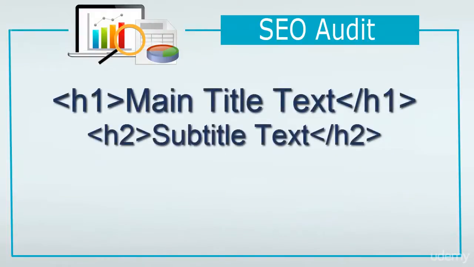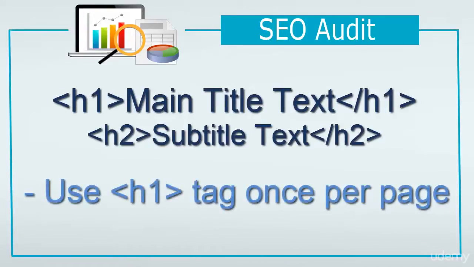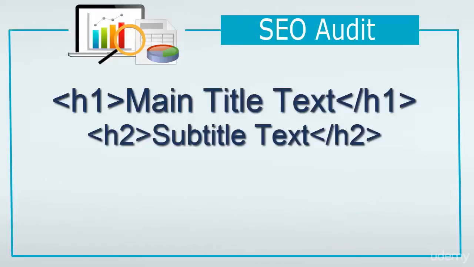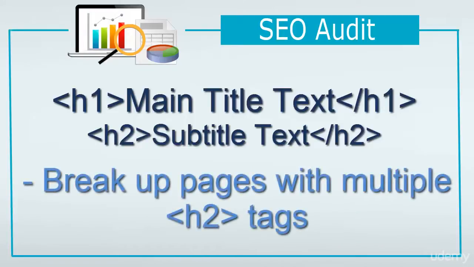For SEO purposes, you're going to be sticking with the H1 tag for your main titles and the H2 tags for any subheadings. So you really only want to use the H1 tag once per page, but you can break up pages with multiple H2 tags to let Google know about different important sections throughout your page, especially if you have a longer page.